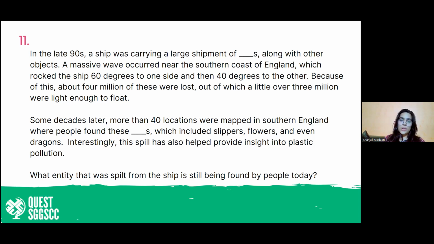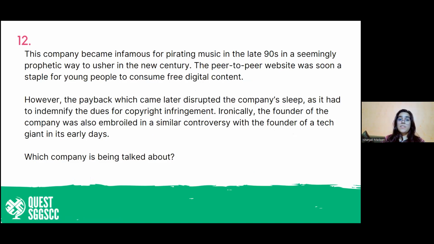Moving ahead to the 12th question. This company became infamous for pirating music in the late 90s in a seemingly prophetic way to usher in the new century. The peer to peer website was soon a staple for young people to consume free digital content. However, the payback which came later disrupted the company's sleep as it had to indemnify the dues for copyright infringement. Ironically, the founder of the company was also embroiled in a similar controversy with the founder of a tech giant in its early days. Which company is being talked about here?